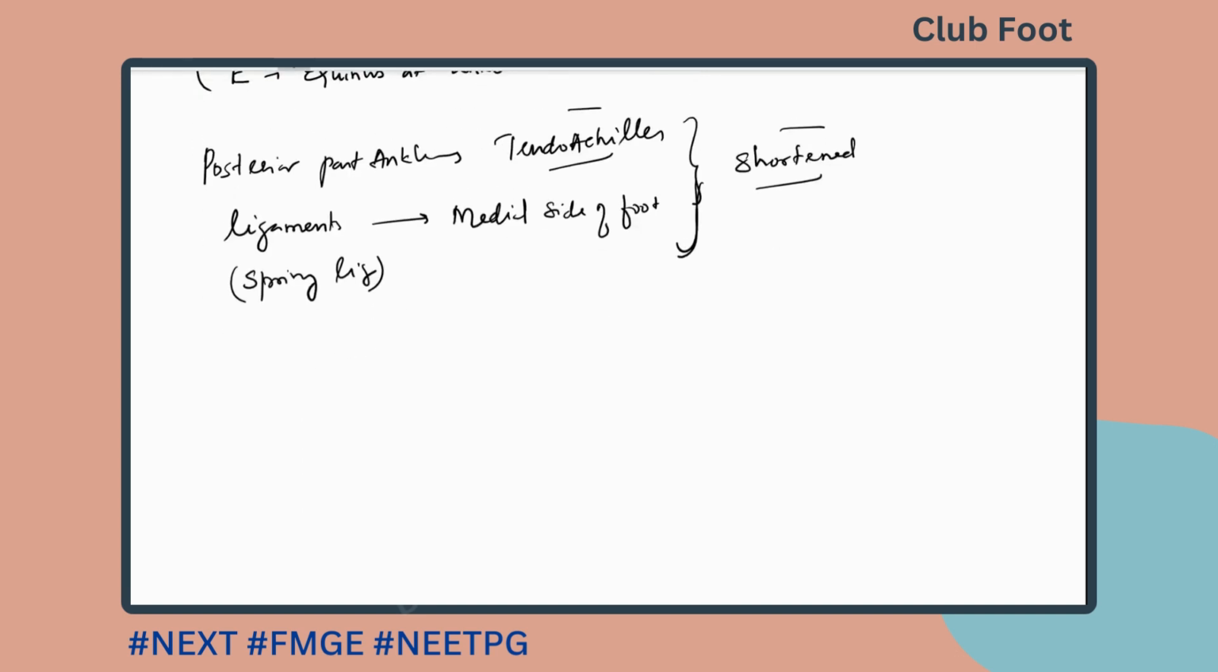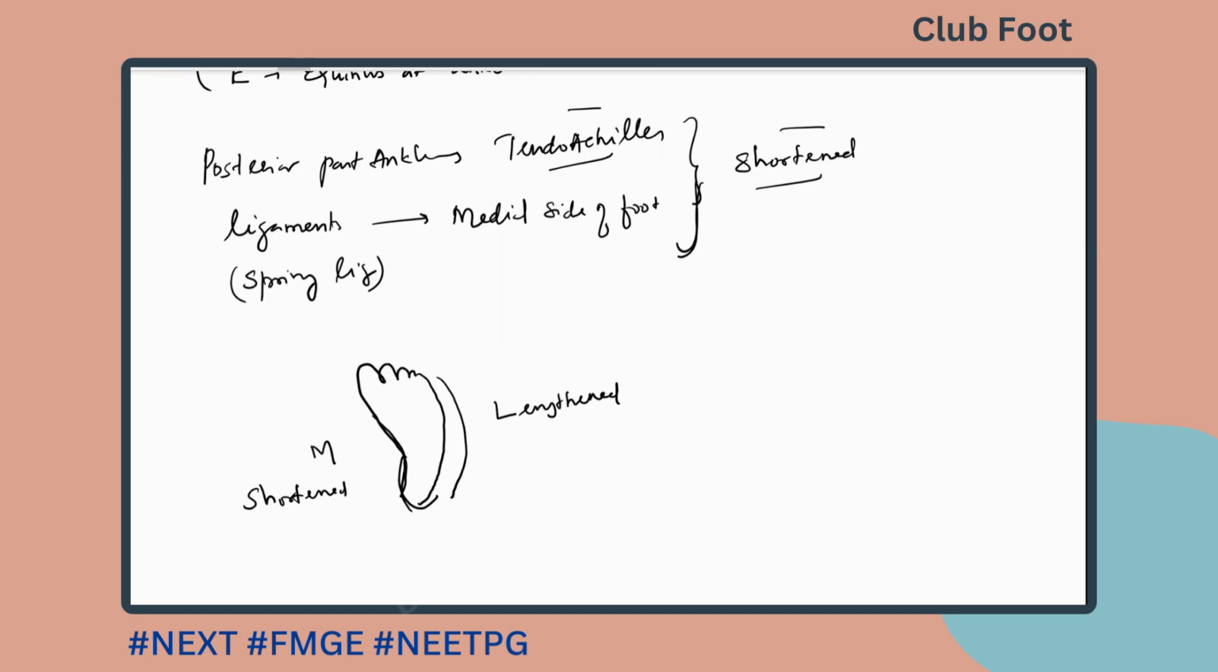So I'm just drawing a picture of a child with a club foot. The foot will be like this. So this is the medial side and this is the lateral side. The medial side is shortened and the lateral side is lengthened. Okay, clear? The medial side is shortened and the lateral side is lengthened.